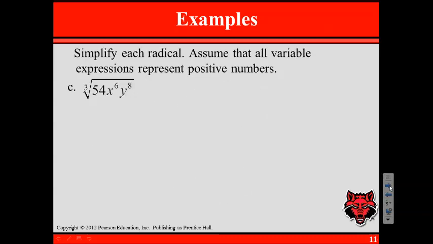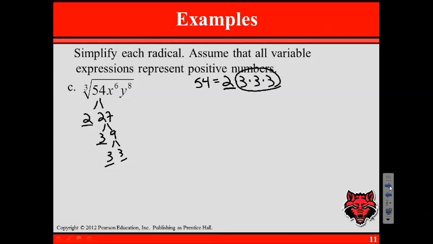Let's try another example. We want to simplify this radical, the cube root of 54 x to the 6th, y to the 8. We start with the number. Make a factor tree for 54. 54 is 2 times 27. 27 is 3 times 9. And 9 is 3 times 3. Because we are taking the cube root, we want 3 identical factors to form a group. Let's write the prime factorization of 54, 2 times 3 times 3 times 3. And here we have 3 identical factors, but the 2 is left over. So the 3 identical factors come out as one number, 3. But the 2 that doesn't have a group that it can form stays underneath the cube root.